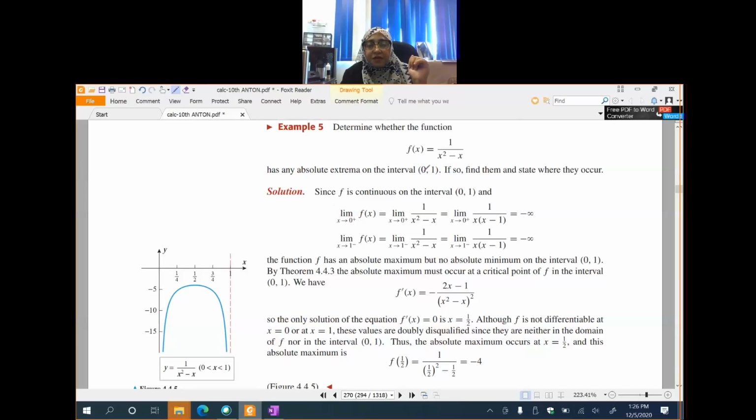For this one, they give the interval (0, 1), but this is an open bracket, a round bracket. So 0 and 1 are not included in the interval. So we check for the critical points. From the critical points, x is equal to 1/2. f of 1/2 is -4. And then we check for the endpoints.